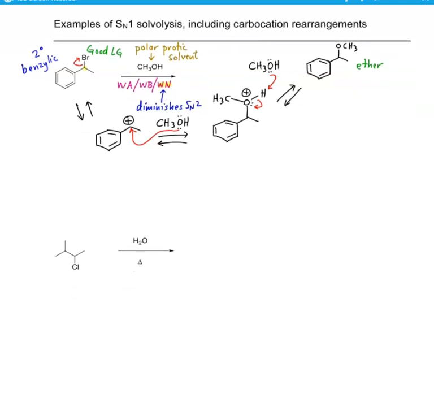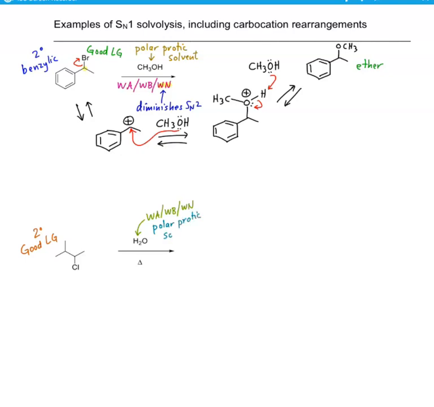Let's work through another one. We have a secondary substrate. We have a leaving group that's perfectly fine. And then over the arrow, water. And again, let's think about everything that we know. We know that water is a weak acid, it's a weak base, and it's a weak nucleophile. The fact that it's only weakly nucleophilic is probably going to suppress the SN2 pathway. We also know that water is a polar protic solvent.